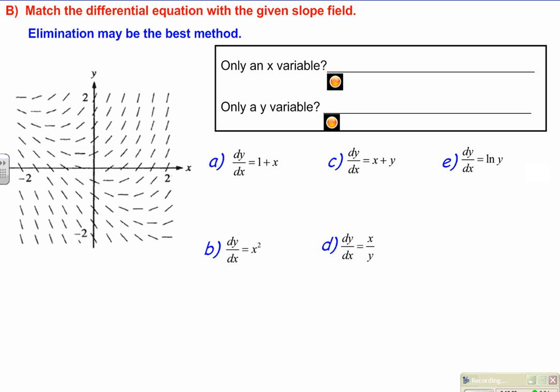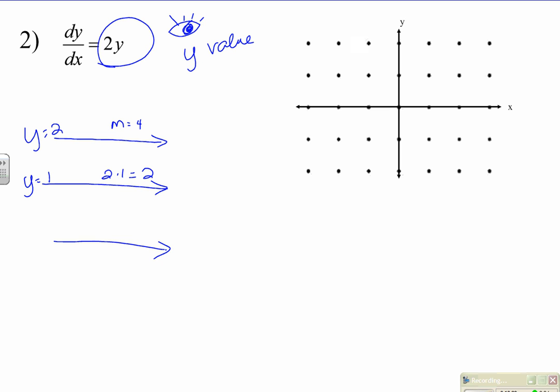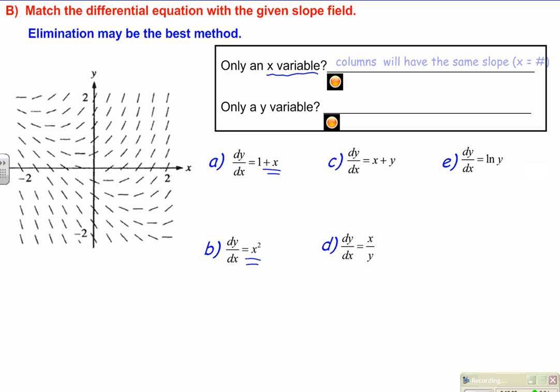First, let's talk about what happens if I only see an x variable in the differential equation. For instance, I get those. I notice it's only x's involved. Based on what I was just showing you on number 1, if x is involved, the columns are going to have the same slope. So on this one, what I'd like you to fill in is that columns will have the same slope. If x's are involved and only x's, then I should see the same slope vertically up and down within that x value.